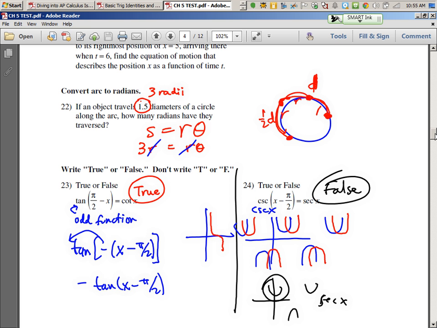Now, if there's a negative, if it was cosecant of x minus pi over 2 equals negative secant, it would actually be a true statement. But you know I need at least one true and one false here, right?